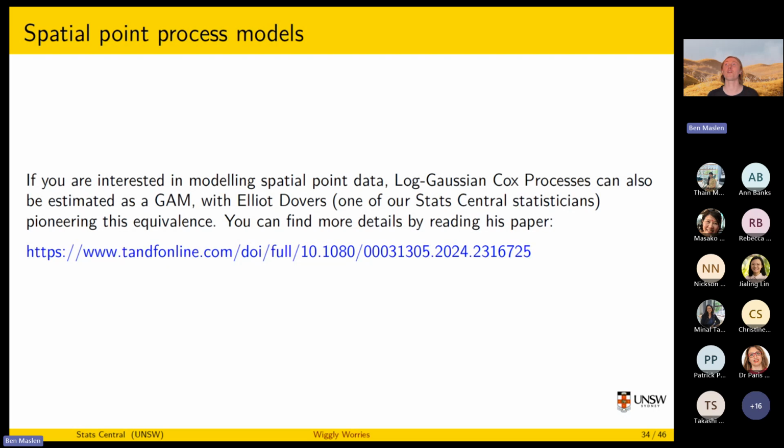It's usually quite hard and difficult, and the software is confusing for fitting these models. And Elliot, one of our statisticians at SAS Central, found out you can just do this using a GAM. That's pretty awesome. You can find out more details by reading his paper, or you could talk to him or have a meeting with him and learn more about it.